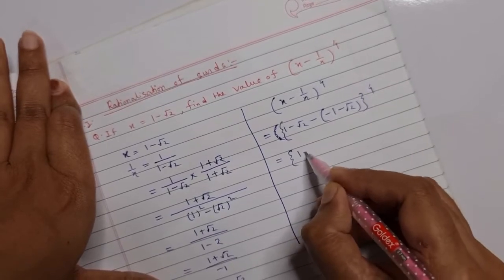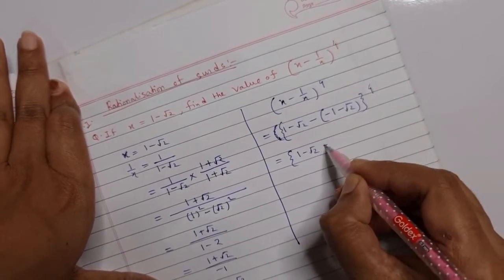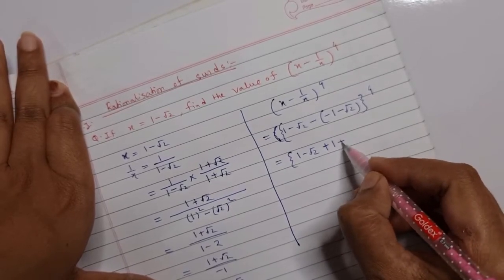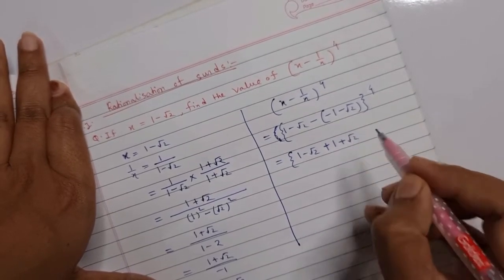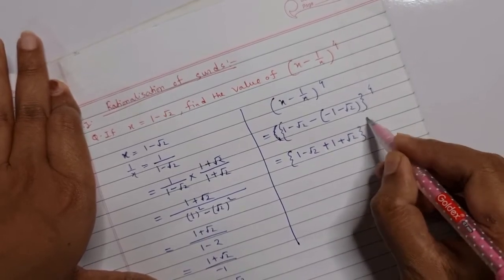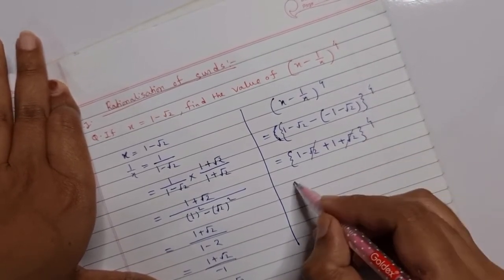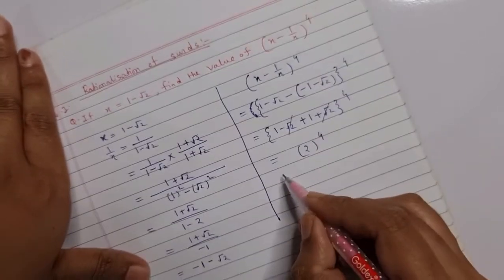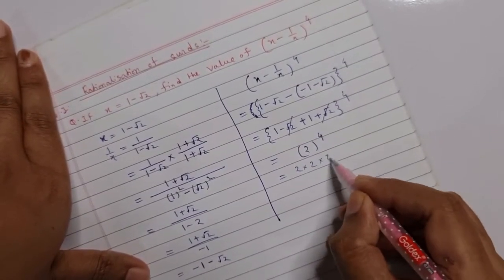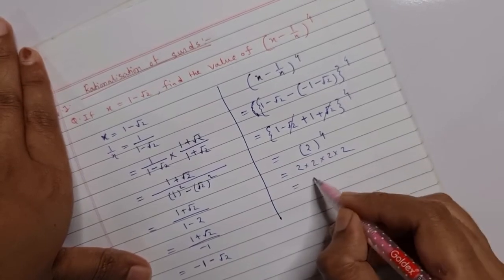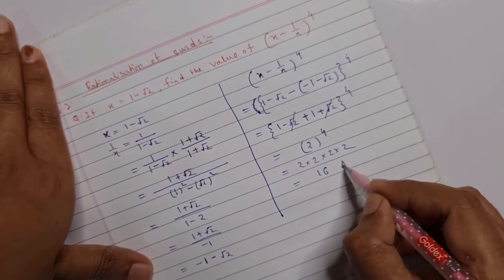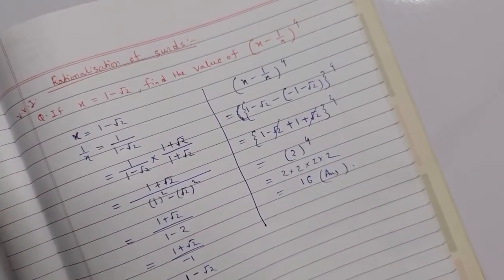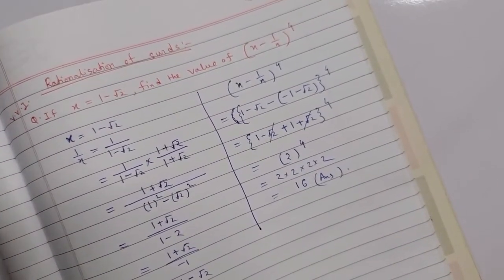Again, whole square: 1 minus root 2, minus minus will become plus, 1 minus minus will become plus, then root 2, whole to the power 4. Plus and minus cancel, 1 plus 1 is 2, whole to the power 4. 2 to the power 4 means 2 into 2 into 2 into 2, 4 fours are 16. The answer is 16.